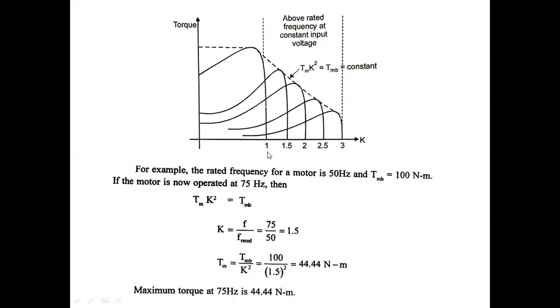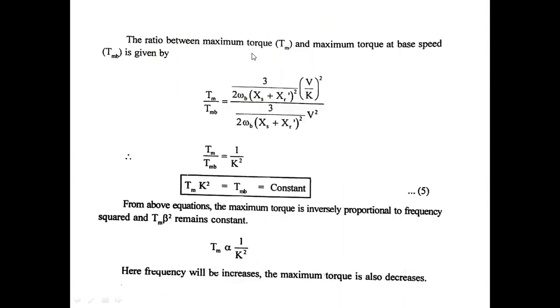Now I am recalling that k is equal to F by F rated, right? If F is equal to F rated, k is 1. F is nothing but the operating frequency, where the induction motor is operating. F rated means the rated operating frequency, which is 50 Hz. If the operating frequency is equal to the rated frequency, k equals 1. Now this is for the rated operating frequency. If I am going to increase the frequency, then what happens?